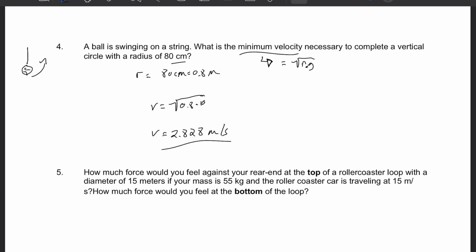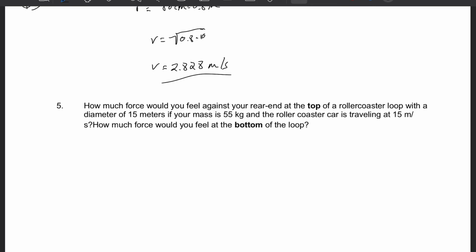Number 5, how much force would you feel against your rear end? All right, so it's talking about force normal. At the top of a roller coaster loop with a diameter of 15 meters, if your mass was 55 kilograms and your velocity is 15. Now, when you're at the top of the loop, you're inverted because you're inside the loop. So your force normal would be down, mg would be down, and at the bottom of the loop, your force normal is up and mg is still down because it's always down.